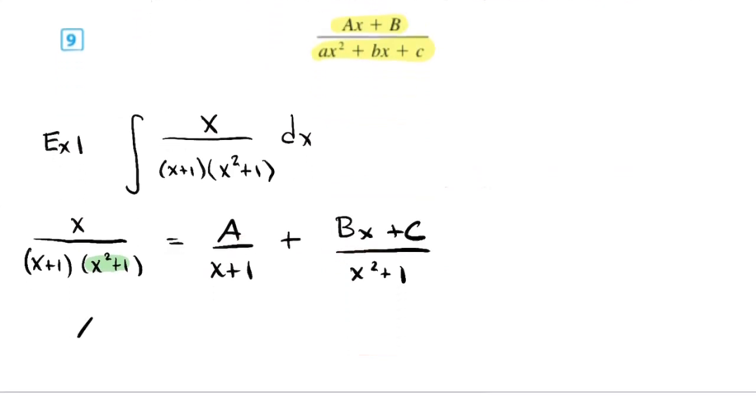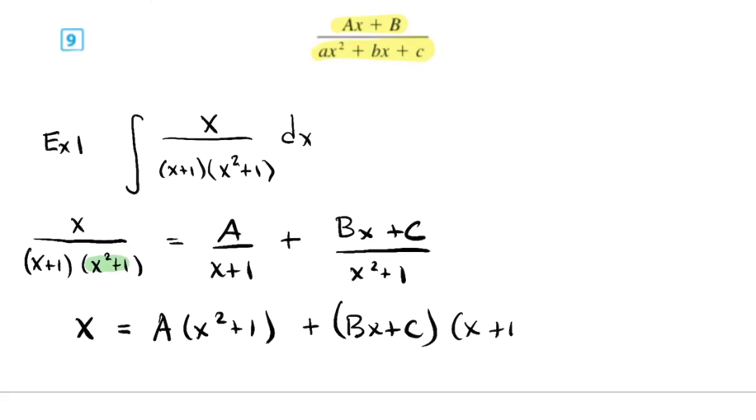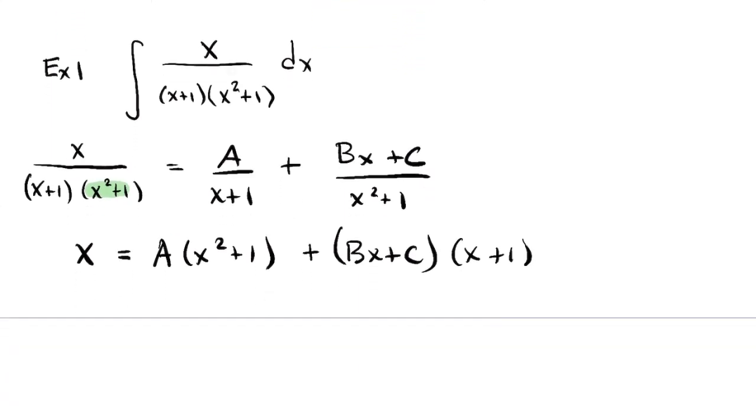We clear the fractions, so multiply both sides of that equation by the denominator. When you multiply the a term by that denominator, the x plus 1s will cancel, so you'll be left with a times the quantity x squared plus 1. When you multiply the second term by that denominator, x plus 1 squared cancels, so you're left with bx plus c times x plus 1. All right, and then I'm going to illustrate the method of comparing coefficients. I'm just going to multiply this out. So that's ax squared plus a. Multiply out that side, you get bx squared plus cx plus bx plus c.